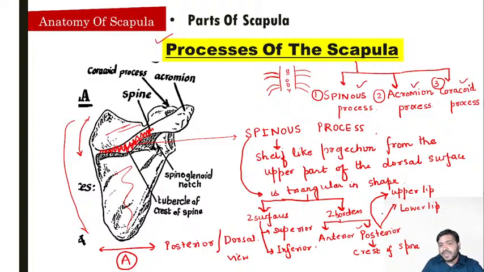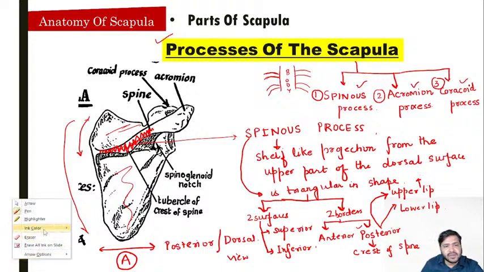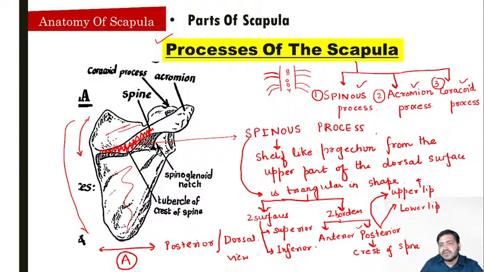Remember, we have two lips, the upper lip and the lower lip. A muscle attaches to the upper lip, so try to mark it with a different pen, because all the muscle attachments are very important. Here the trapezius muscle gets inserted. The trapezius muscle is present on the upper lip of the posterior border of the spinous process, and on the lower lip you will find the deltoid muscle origin.